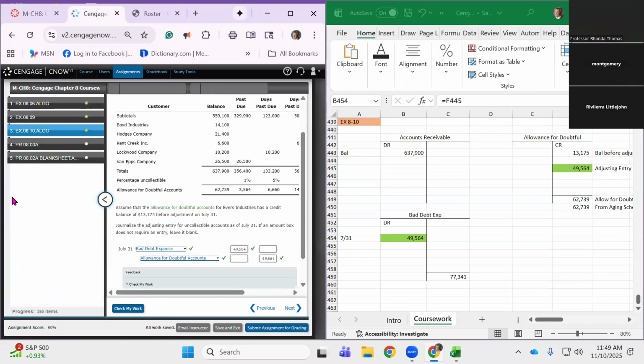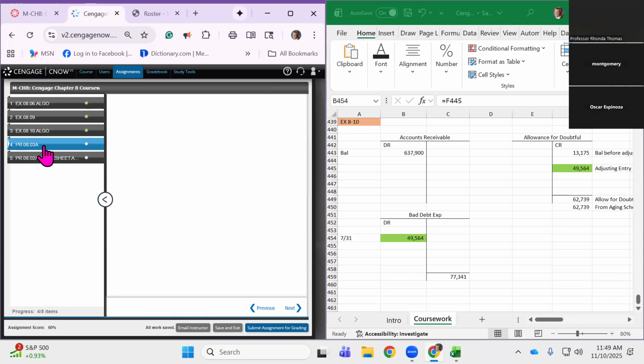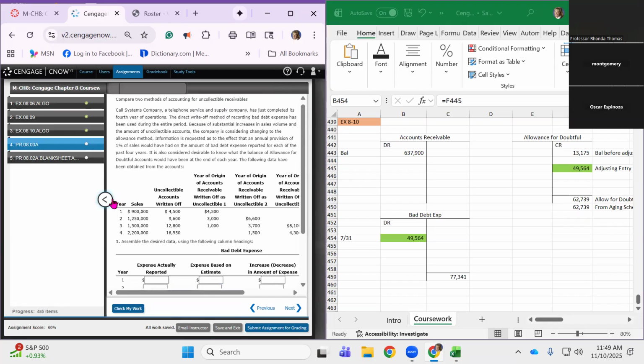So the next two, we're going to focus a little bit more on this aging the receivables. Okay, that's the one we're going to focus on. So I guarantee you'll get a little problem about this on the test.